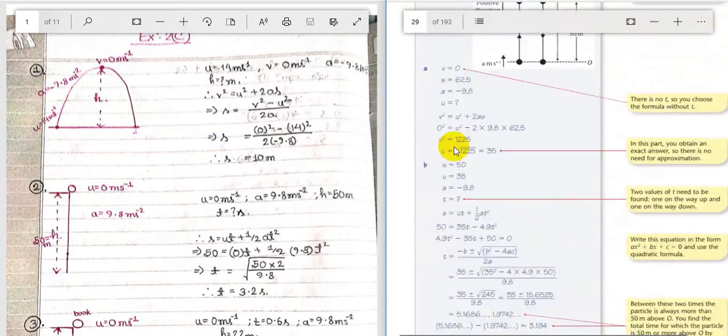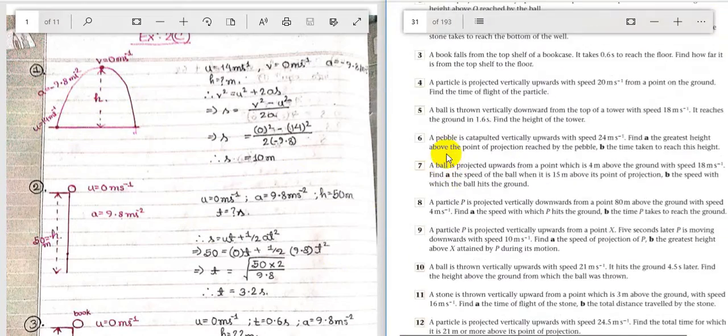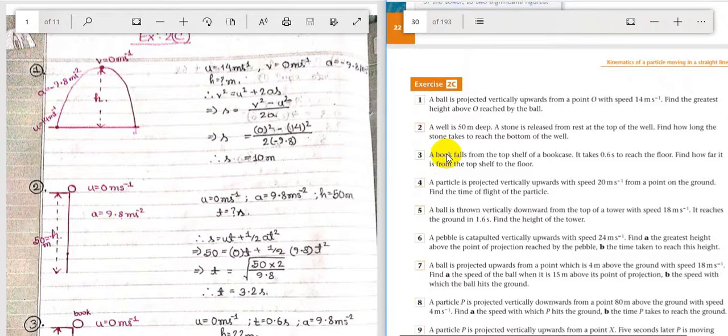And moving to the exercise questions. I'm going to solve only the first 8 questions and continue solving the other 8 in the next video. So question number 1: a ball is projected vertically upwards from a point O with speed 14 meters per second. Find the greatest height above O reached by the ball. So it wants you to find the greatest height above the point of projection. So u is going to be 14, a is going to be minus 9.8 because the question is about double motions.